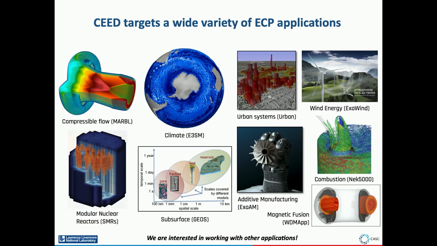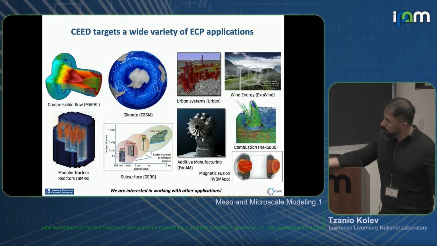All right, so these are some of the applications that we targeted as part of the ECP. Compressible flow is the application I discussed, but also climate, ExaWind, which is wind modeling, nuclear reactor modeling, additive manufacturing, fusion, combustion, and more. We're always interested in working with new applications, by the way. So if any of this is interesting and you want to work with us, please let us know.